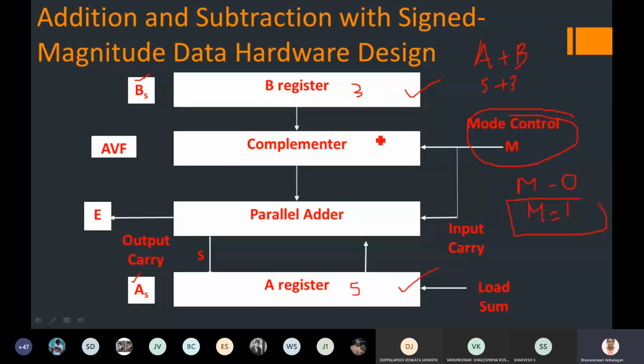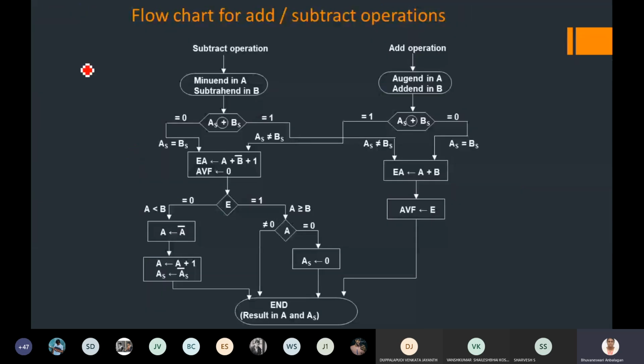So the numbers will be given as input here, and if it is a negative number, it will check the sign of the number. If it is a negative number, it will take the complement of it, and then it will do the addition here by taking A and B. If there is an excess carry, the output carry will be available in E. If an overflow occurs during complementing also, it will be added in the AVF. So this is the flow chart for doing the addition and subtraction operation.